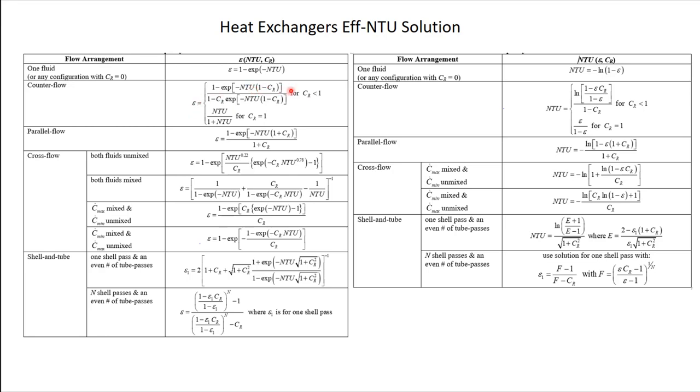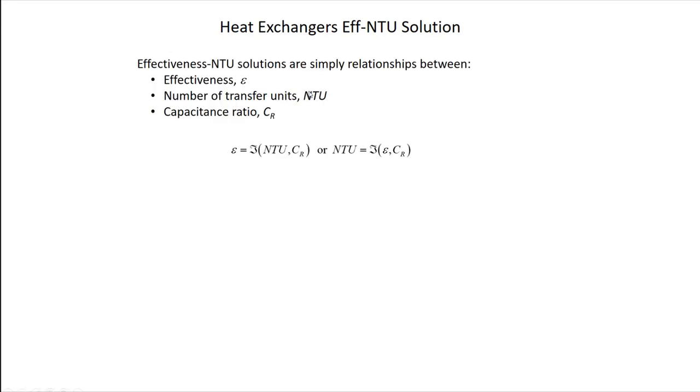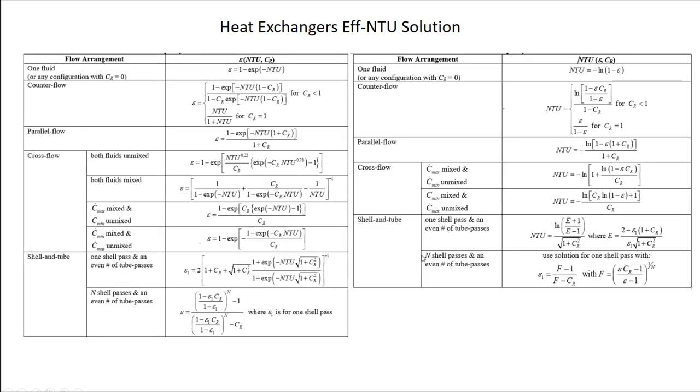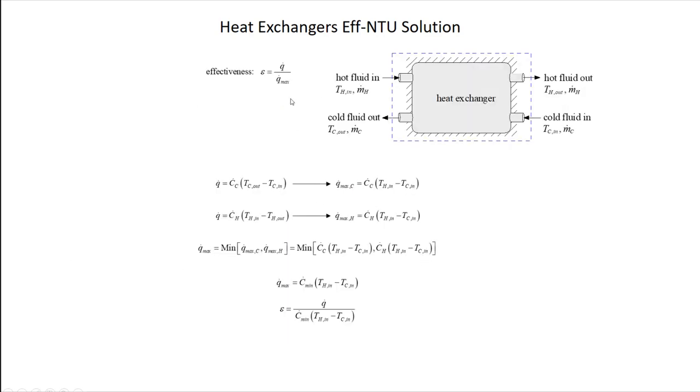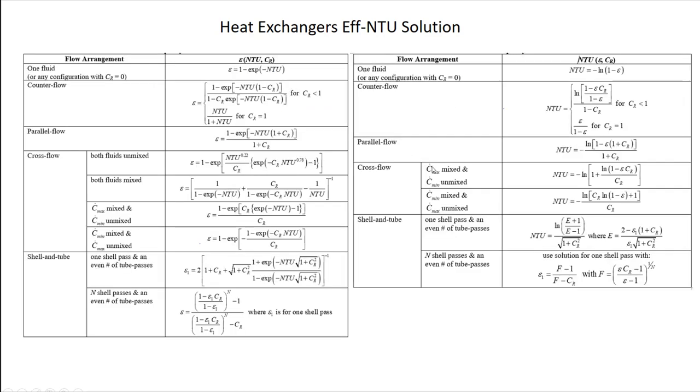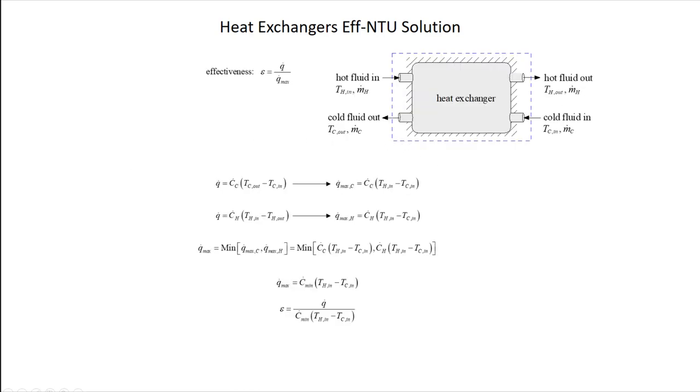And we'll talk about why one is more convenient than the other for some problems. So we're going to take this equation, this equation, and this equation, and we're going to express them in terms of effectiveness, NTU, and capacitance ratio. So first of all, let's talk about what effectiveness is defined as.